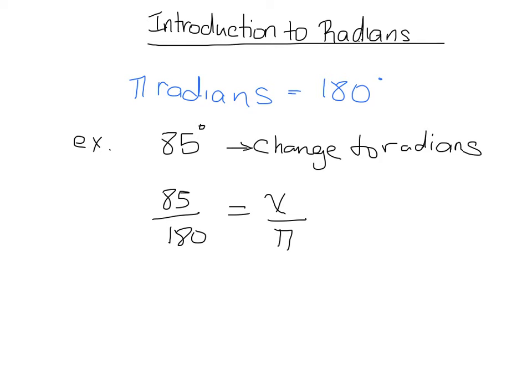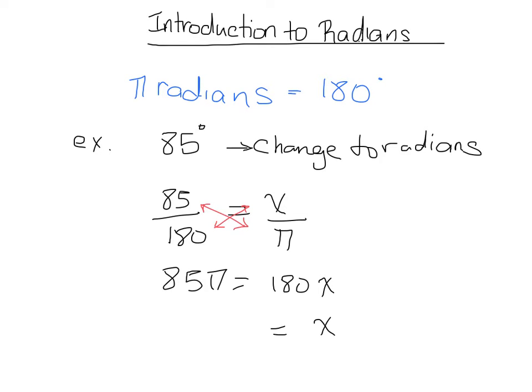So 85 out of 180 is the same thing as saying some unknown amount of radians over pi. So part over whole is equal to part over whole. And then you can cross multiply to figure it out. When you cross multiply, you get 85 times pi is equal to 180 times x. And we want to know what x is, how many radians.